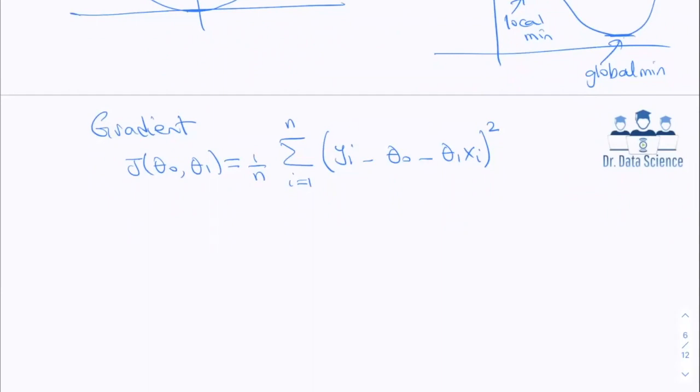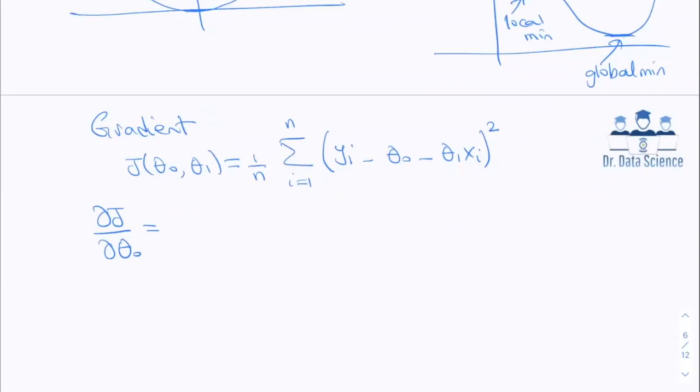So here, we need to find something that is called a partial derivative. So we have to find the partial derivative with respect to theta 0. And I have one video about how to find the gradient that I will put in the description, with a link in this video.